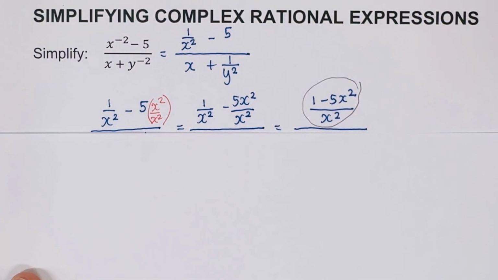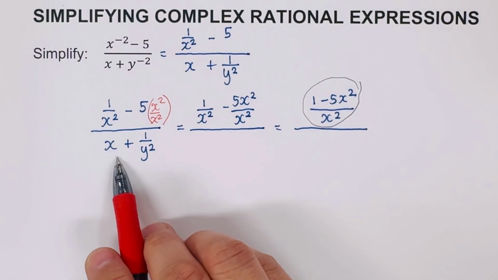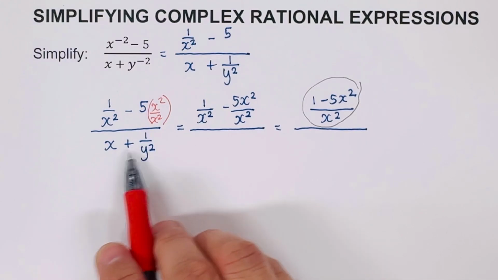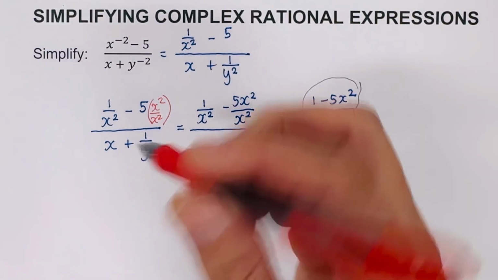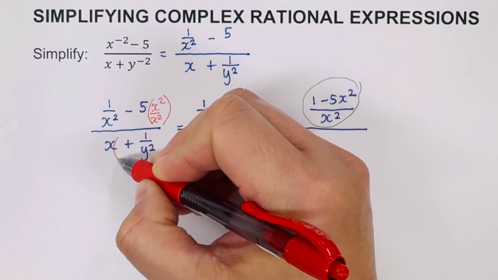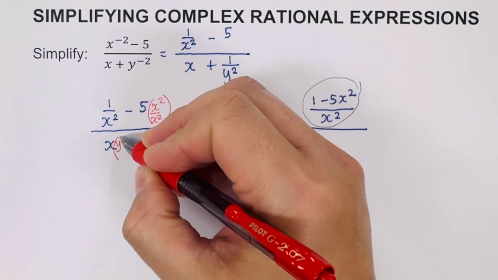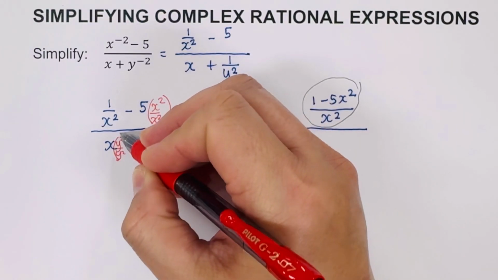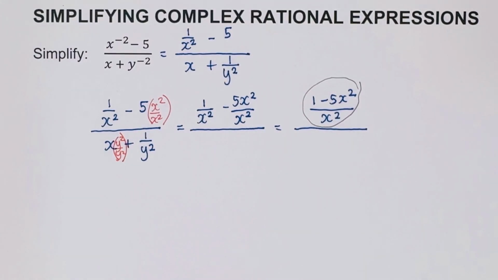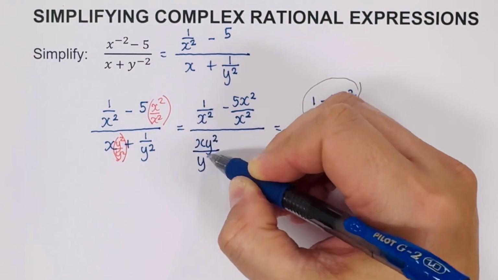Now let's simplify the denominator. If you notice, their denominators here are not the same. So this is y squared and this is an invisible 1. So I'm going to multiply the second term by 1 in the form of y squared over y squared to make their denominators the same. So the denominator here will come out.